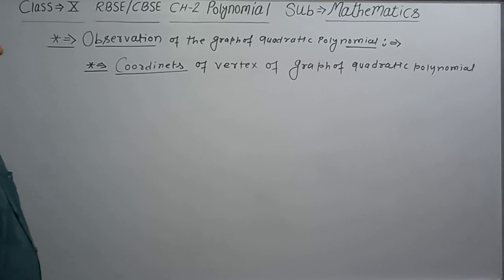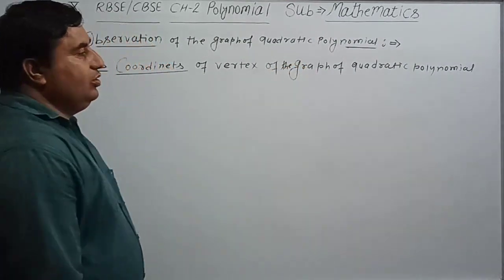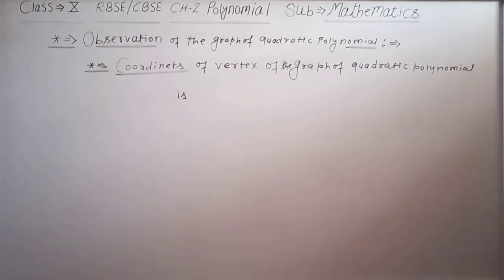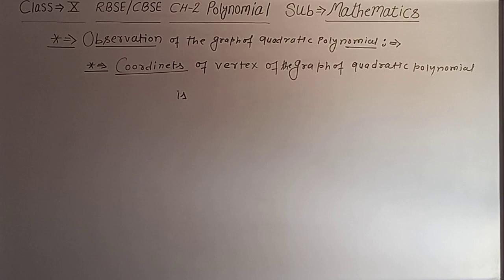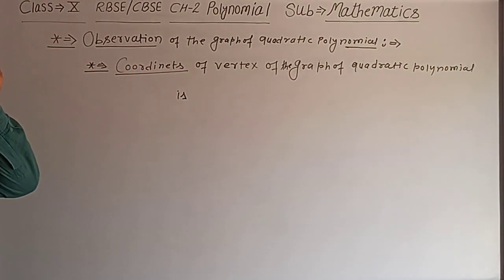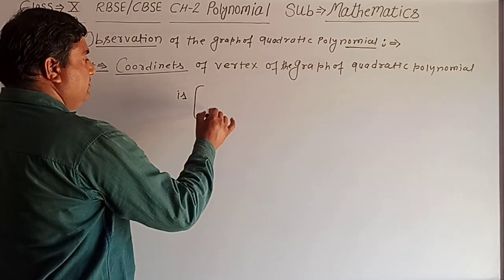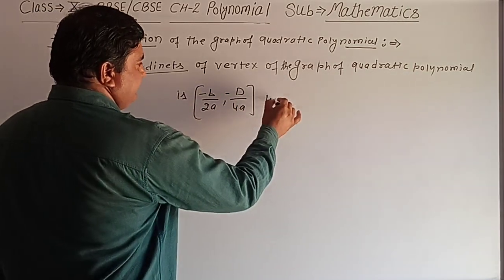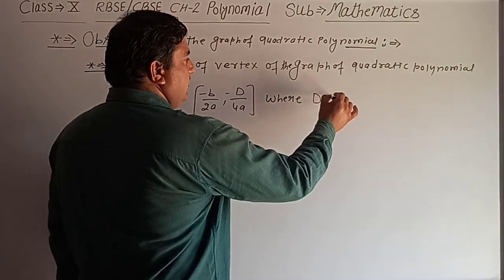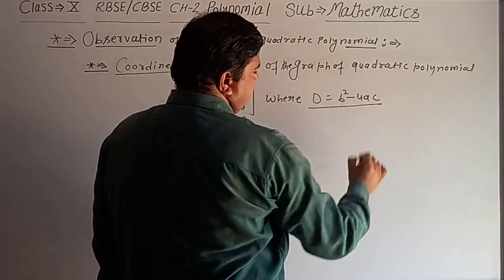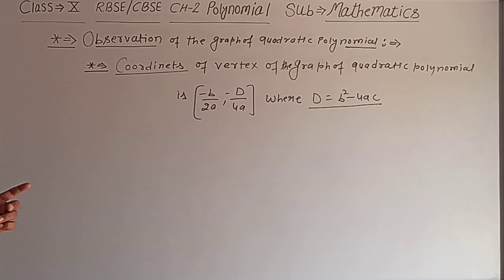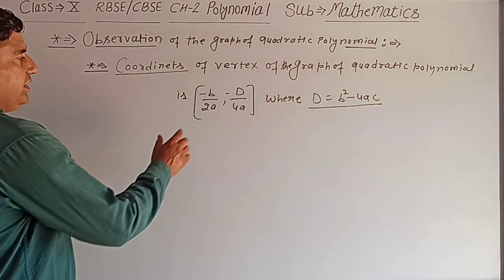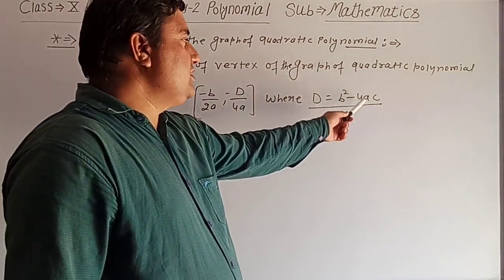Coordinate of vertex of the graph of quadratic polynomial is (minus b upon 2a, minus D upon 4a), where D equals b square minus 4ac. This is the vertex of the parabola.